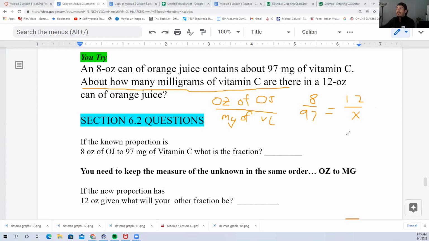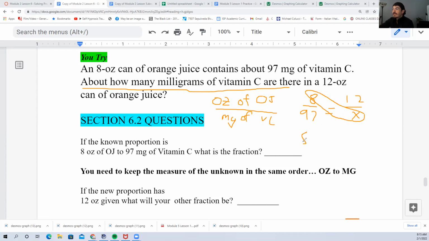I don't know. Notice I ended up with a variable in my denominator. I could have very easily switched these, define this as milligrams of vitamin C in my numerator and ounces of OJ in my denominator, but I didn't. It was actually an oversight. Okay, but we're going to follow the same rules. So we're going to do our cross product here.